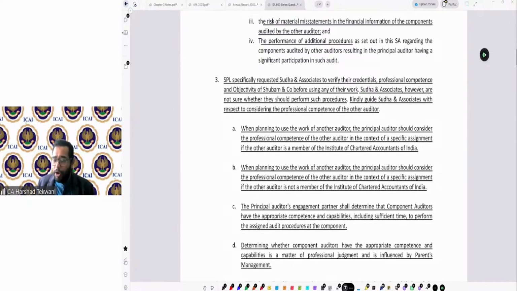Come on guys, what is the correct option? SPL specifically requested Sudha and company to verify credentials, professional competency and objectivity of Shubhan and company before using their work. However, Sudha and Associates are not sure whether they should perform such procedures or not. So here, by selecting the appropriate option, guide Sudha and company whether and how they can perform such procedures.